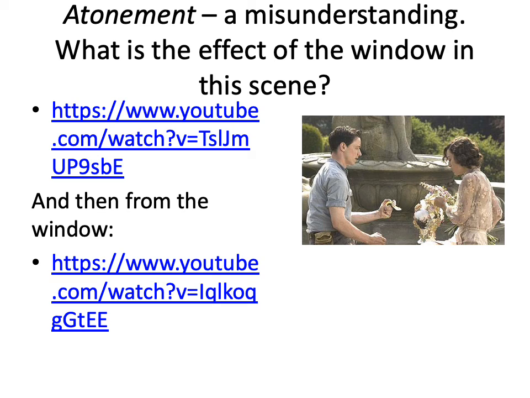Okay, for the final section, there are two videos here that come from Atonement, which is again another brilliant book. And the window is really important in this scene. You watch the video first of all from the perspective of the people involved in this incident, where something is broken off a vase outside, and then you watch it from the child's perspective from the window, what she sees and what she thinks is happening. Think about the effect of the window on that scene once you read it.